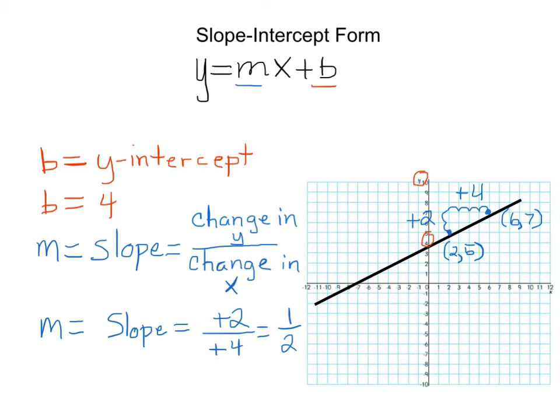So if we were to rewrite this equation and substitute in the values that we just got, then the slope-intercept form would look like this. Y equals 1/2 x plus 4. Remember that the 1/2 represents the slope of the line, the change in y and the change in x, and the 4 represents the y-intercept, which is where the line crosses the y-axis.